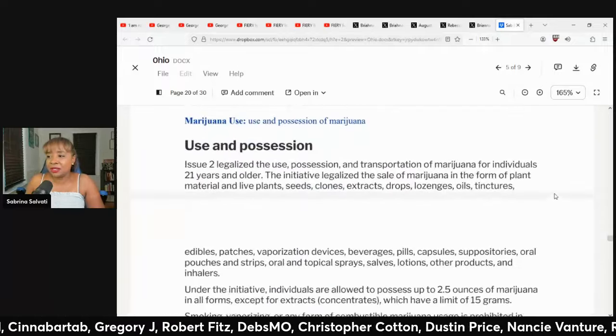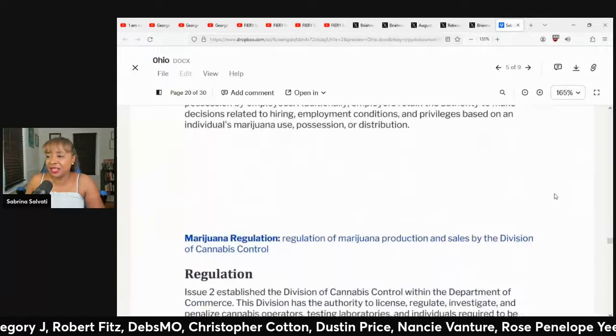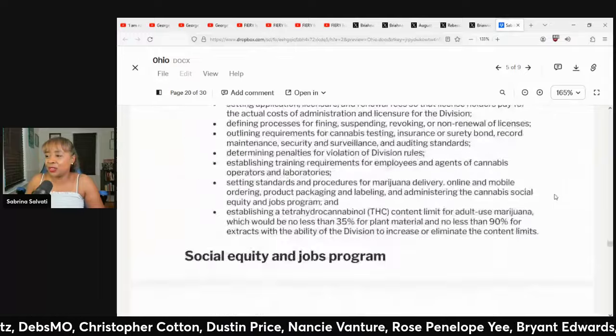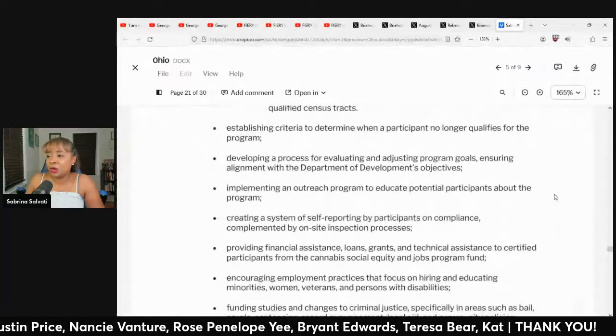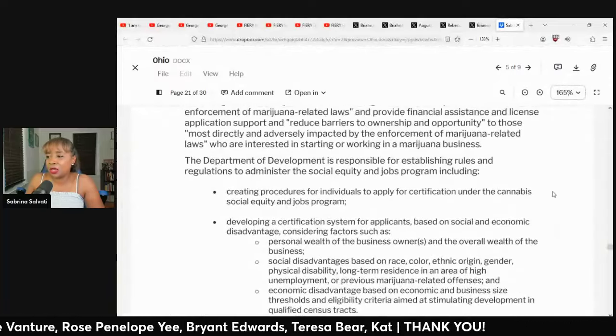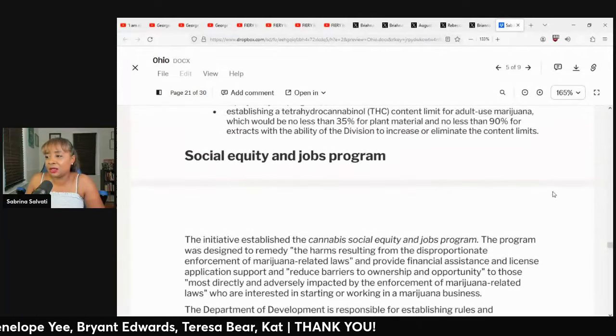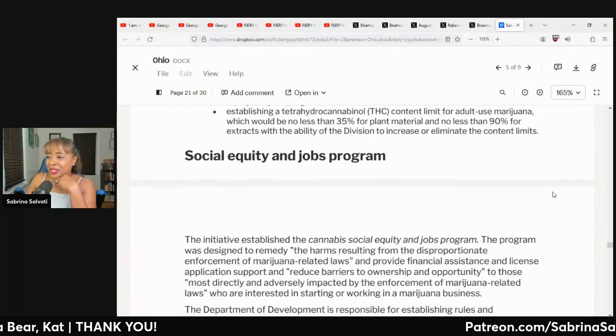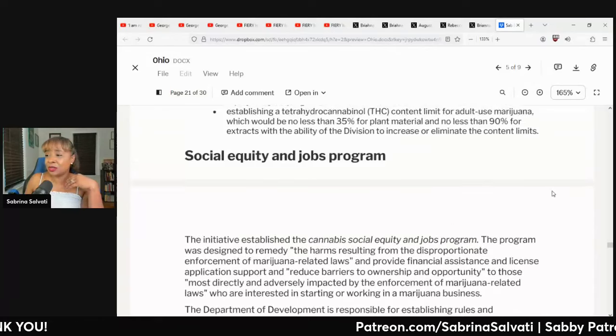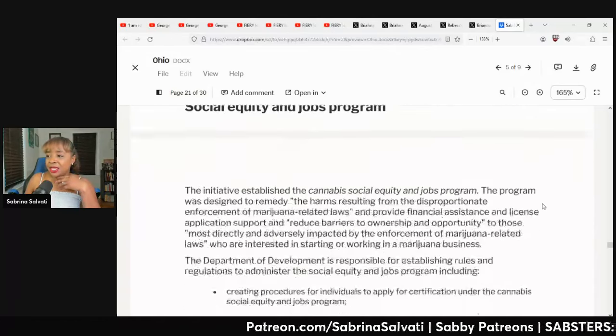Yeah, I know. It's making its way around through the states, which I think is pretty based. Even if you don't smoke, I mean, it's a plan. Sorry, it's a plan. Yeah. And it talks about social equity and jobs program. Yeah, this is another one too.